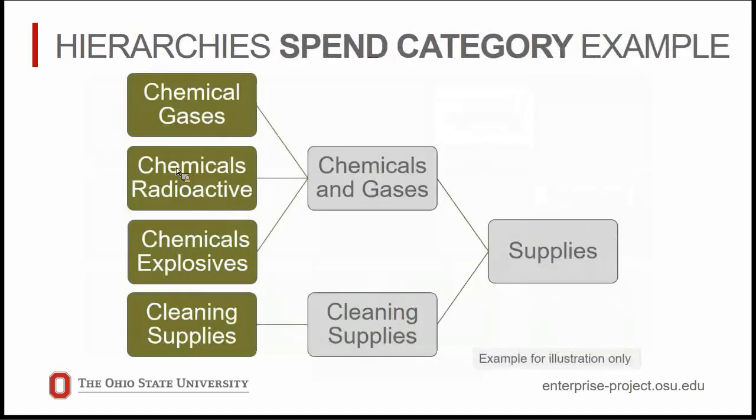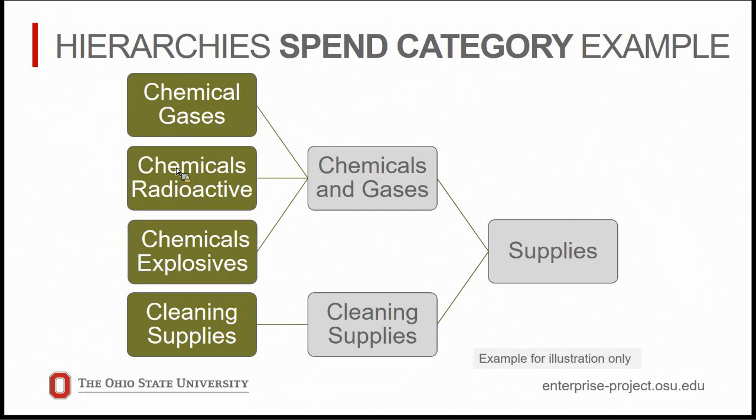I'm going to show you a little bit different hierarchy look, and this one's on spend category. So in the green, what you see are different types of chemicals. So we have chemical gases and chemical radioactive and chemicals explosive, and those all really roll up to chemicals and gases. And we can take that a step farther and go to supplies. So then you can see I also have cleaning supplies. And maybe it just rolls into itself, but it also really should be included in supplies.